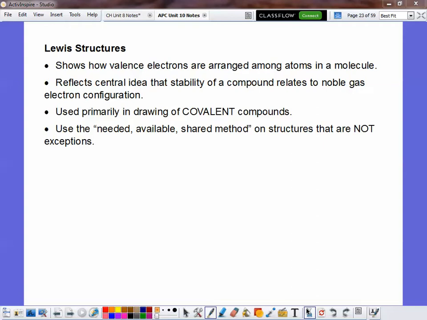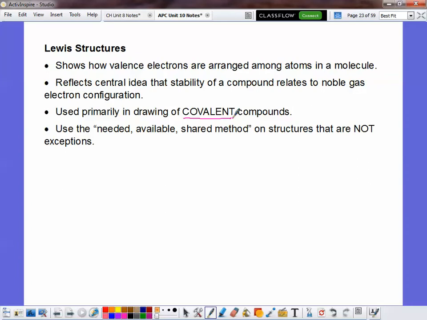So to recall, a Lewis structure shows how valence electrons are arranged among atoms in a molecule. It reflects that central idea that stability of the compound relates to noble gas electron configuration. So we're going to be using these for drawing covalent compounds. And remember, in covalent compounds, electrons are being shared to achieve that noble gas configuration.